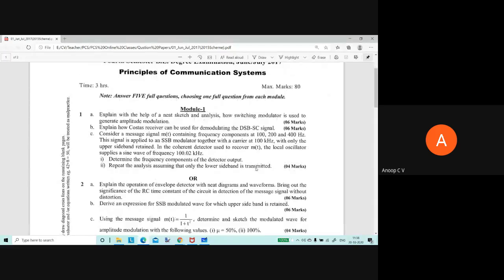Now that we have almost finished our first module, I think it would be good to have a quick glance at the previous year question papers. From module 1, the first question asked was: explain with the help of a neat sketch and analysis how a switching modulator is used to generate amplitude modulation.